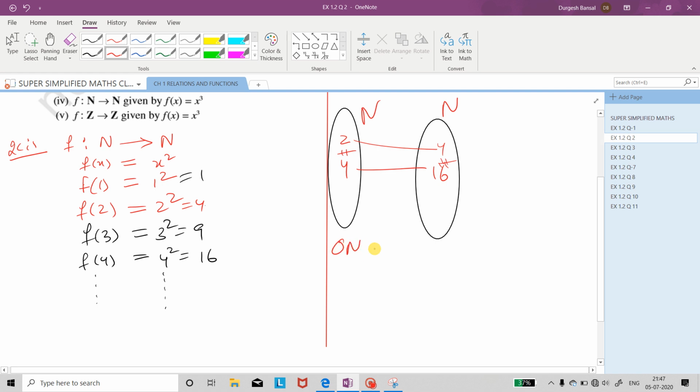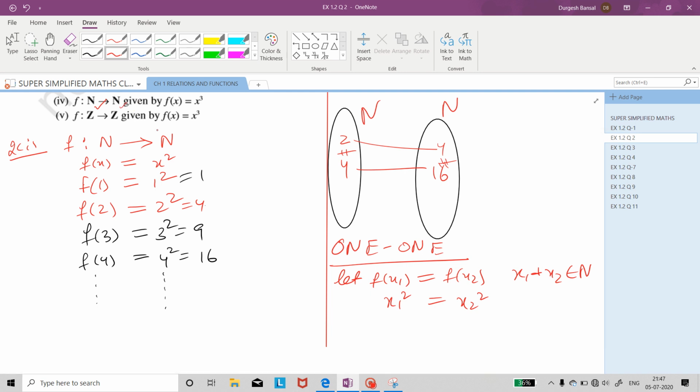We shall prove it by the method I explained to you in the previous question. I will assume f(x1) is equal to f(x2), where x1 and x2 are any two natural numbers, but what type of natural numbers they are, we don't know. Now f(x1) is x1 square and f(x2) is x2 square. Since we are dealing with natural numbers here, the domain is natural and the codomain is also natural, so there is no point of considering any negative number, only one case.